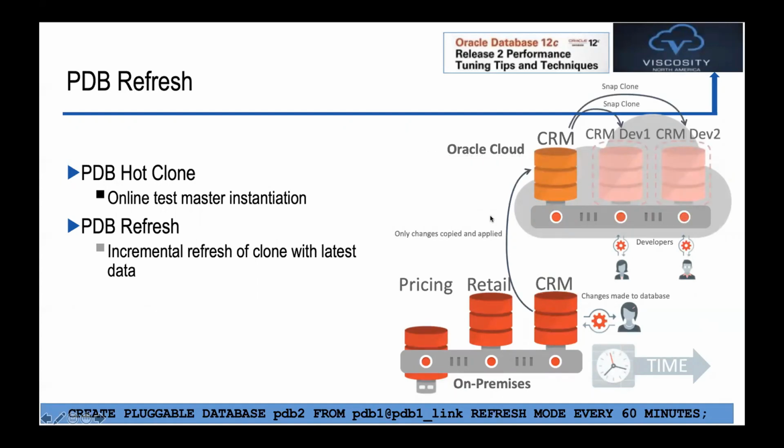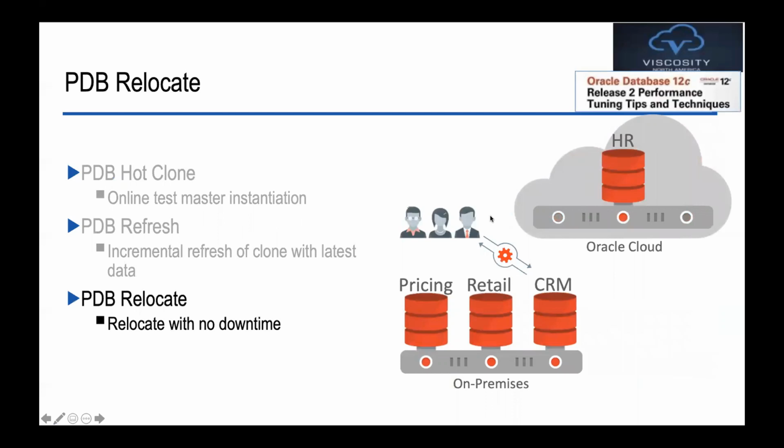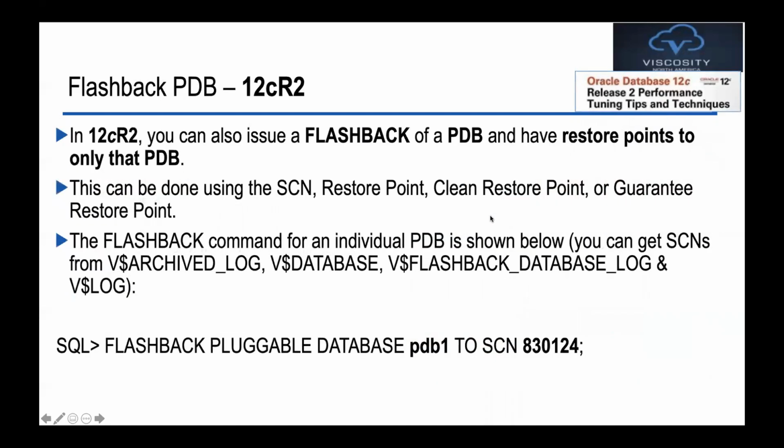I could build snap clones, which are hardware based, which are a little bit smaller and faster. I also can do a PDB relocate using the same feature, but where I can take something maybe from on-premise, move it to the cloud, and then point the users there. These are just very nice 12CR2 features. Notice the logo in the right-hand corner is 12CR2. You can also do a flashback pluggable database, similar to what you've done in the past where you do a flashback to a given SCN, but I do it now for a given pluggable database.